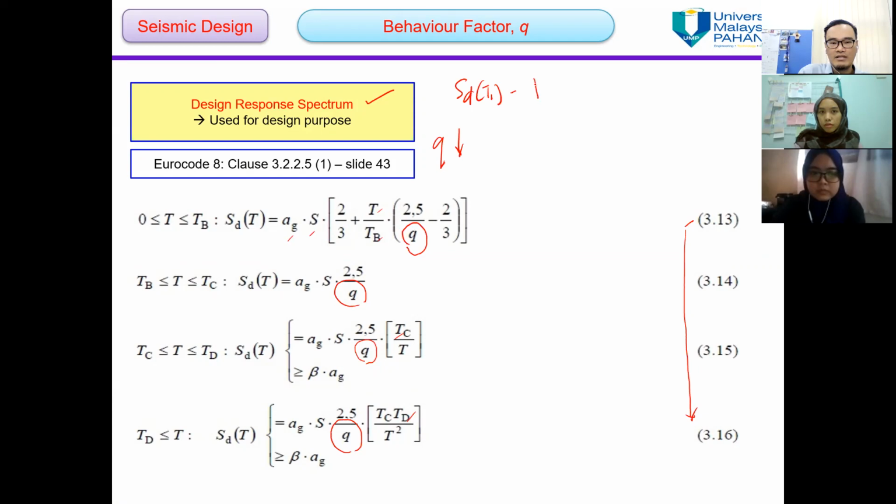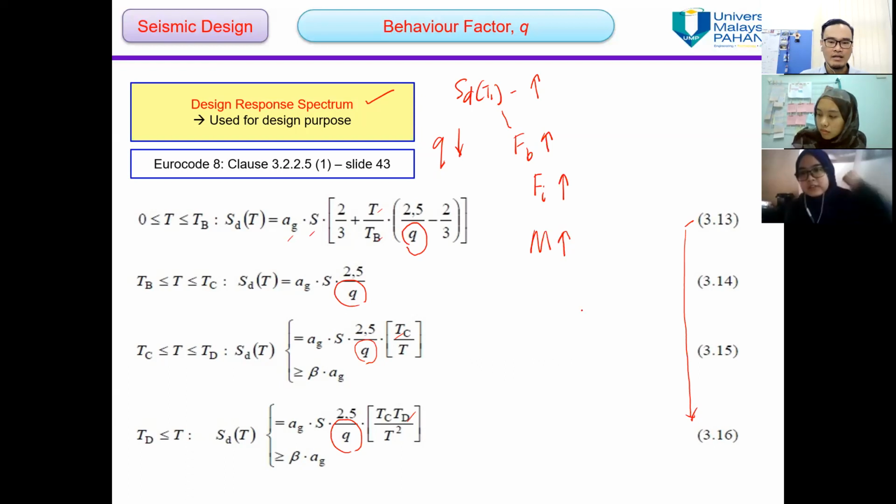Increase. Okay, this one will increase. And as a consequence, what will happen to the base shear force? Increase. Okay, it also will increase. What will happen to the Fi, which is the story force? Increase. Okay, good. This one is also increased. What will happen to the bending moment? Increase. Okay, good. The bending moment will increase.